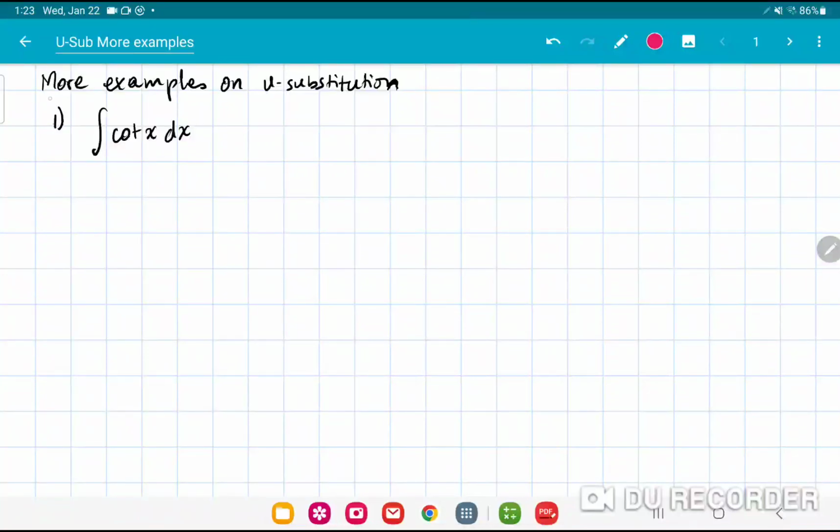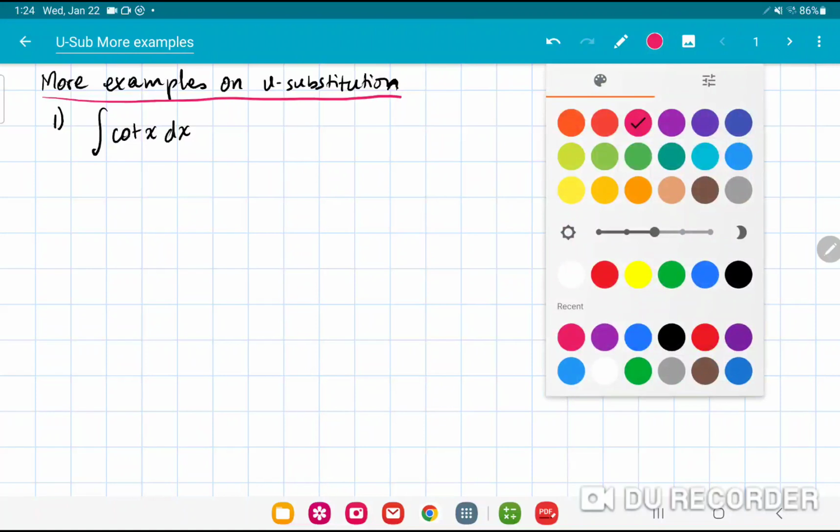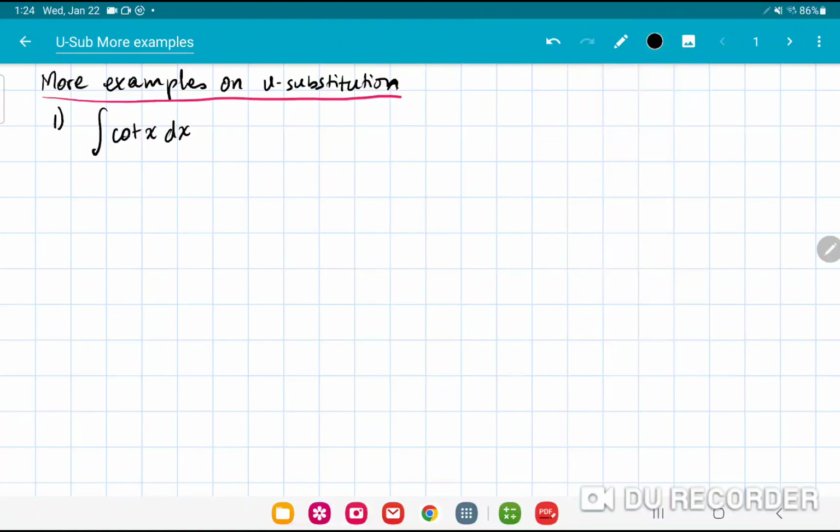In this video, I'm gonna put a few more examples on U-substitution. The first example I like to take is the integral of cotangent of x dx, which is really similar to the integral of tangent of x dx that we did in class. So I'm gonna break it into very similar work.